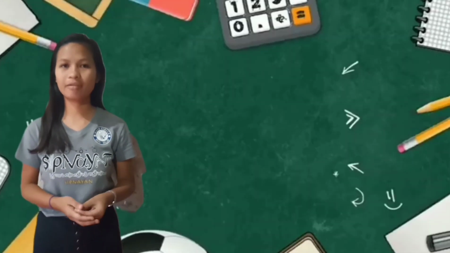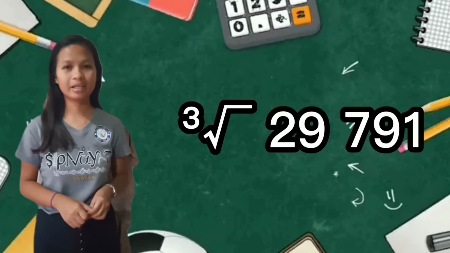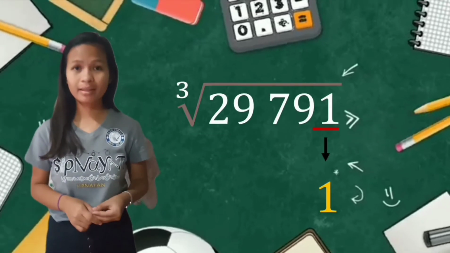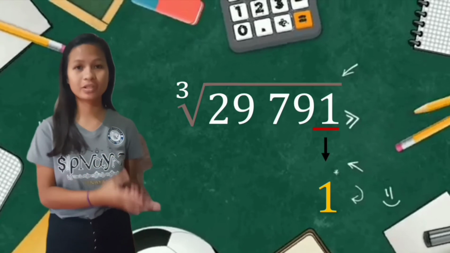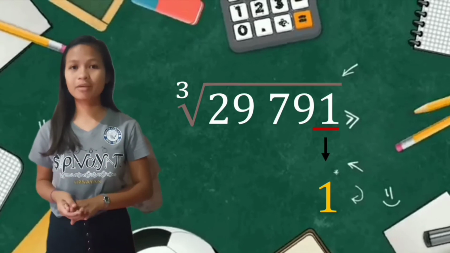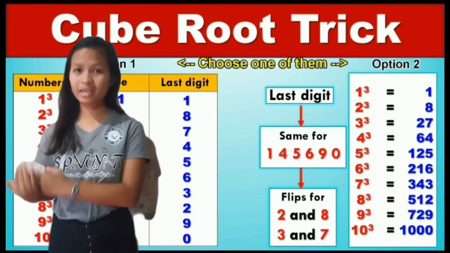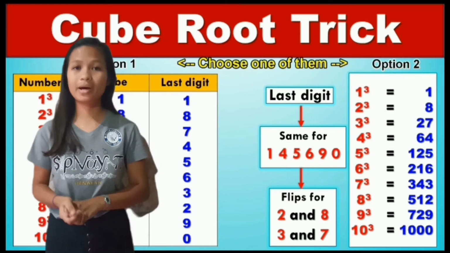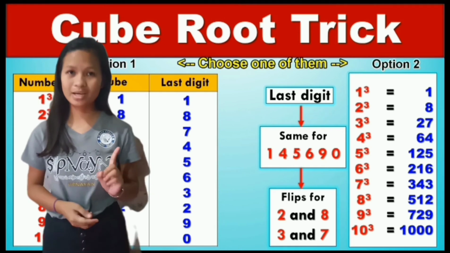Now, let's try to figure out the cube root of 29,791. First, we can tell by the last digit 1 that the last digit of our answer is also 1, because if we take a look at our table right here, we can easily figure out that number 1 corresponds to the last digit 1.